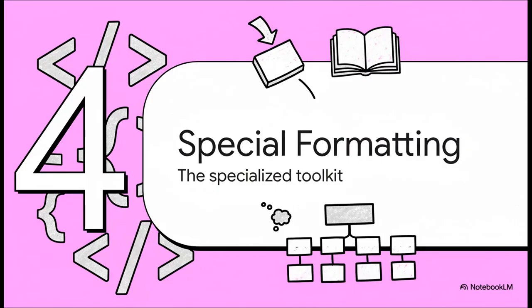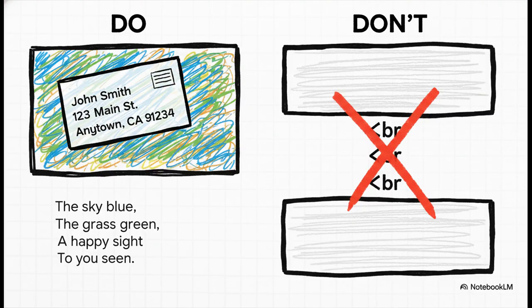All right, let's open up the Specialized Toolkit and look at some tags for more specific situations. First up is the line break tag, BR. Now this is a tool you have to be careful with. Its only job is to force a line break inside a block of text, like in a poem or an address, where the line breaks are actually part of the content itself. What you should never do is use a bunch of BR tags to create space between your paragraphs. That is 100% a job for CSS, not HTML.